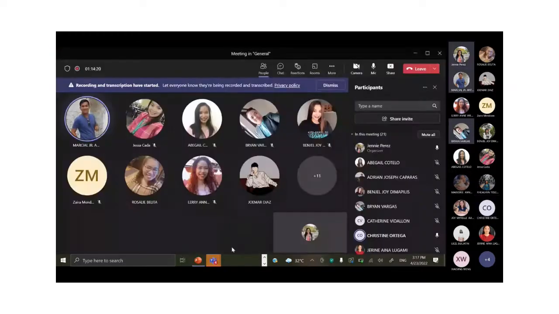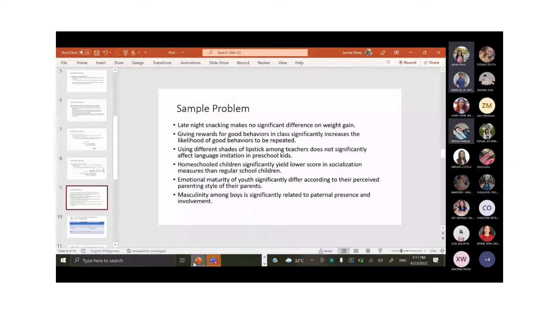What gives you a clue that it is a null hypothesis? Does not significantly affect language imitation. Okay, very good. Now, is it a directional or non-directional hypothesis? Non-directional, po, Doc. Okay, it is non-directional. Now, you're getting it.